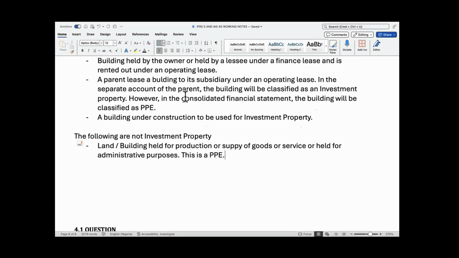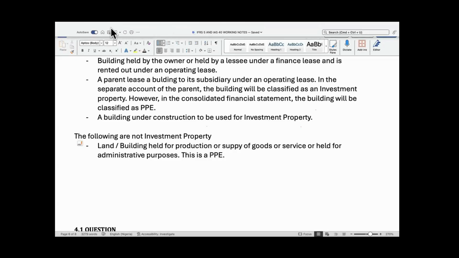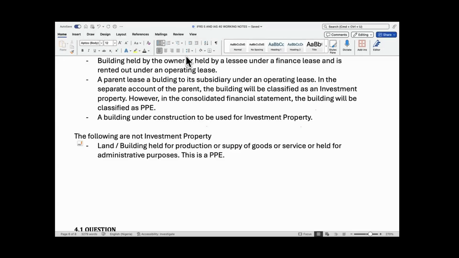Anyone? Sir, I'll classify it as a PPE, sir. It's PP, sir. PPE. Okay, good. That's correct. So it will be classified as PP because they're using it for administrative purposes.